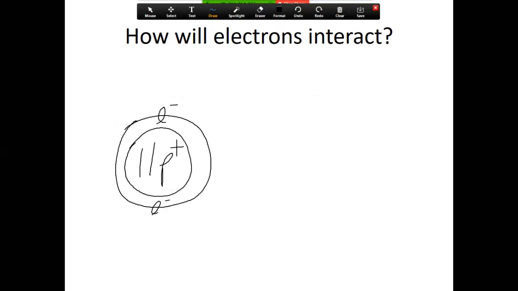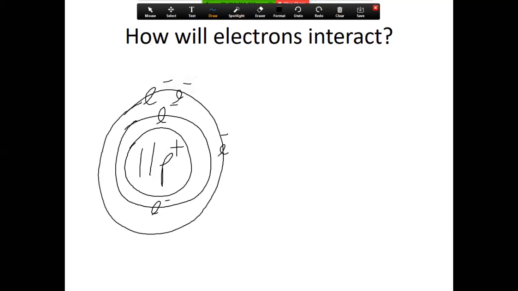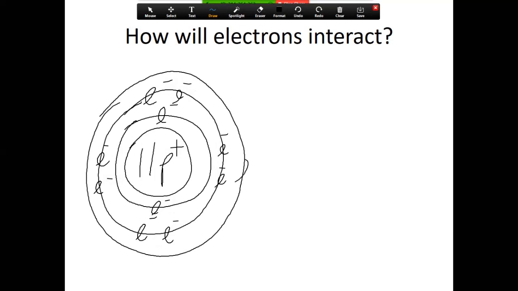Fill in my electrons. 2, 8 gives me a total of 10. So I actually have to go to the third shell to get my 11. Okay, atomic number 11, this is sodium.